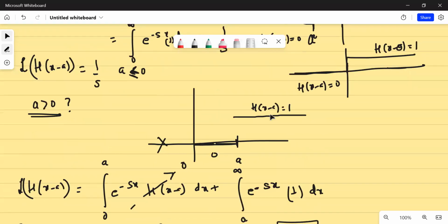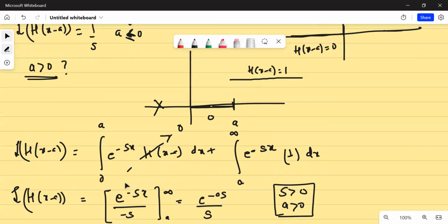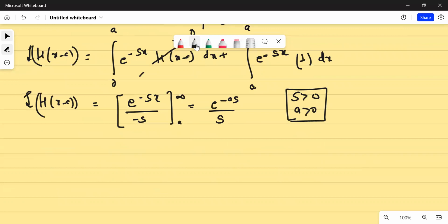Yes or no? From a to infinity, your unit step function would be 1. From 0 to a, your unit step function is 0. So when you integrate from 0 to infinity, from 0 to a, since it is 0, it will remain 0. And from a to infinity, since it is 1, I'm writing 1 here. Is that fine?